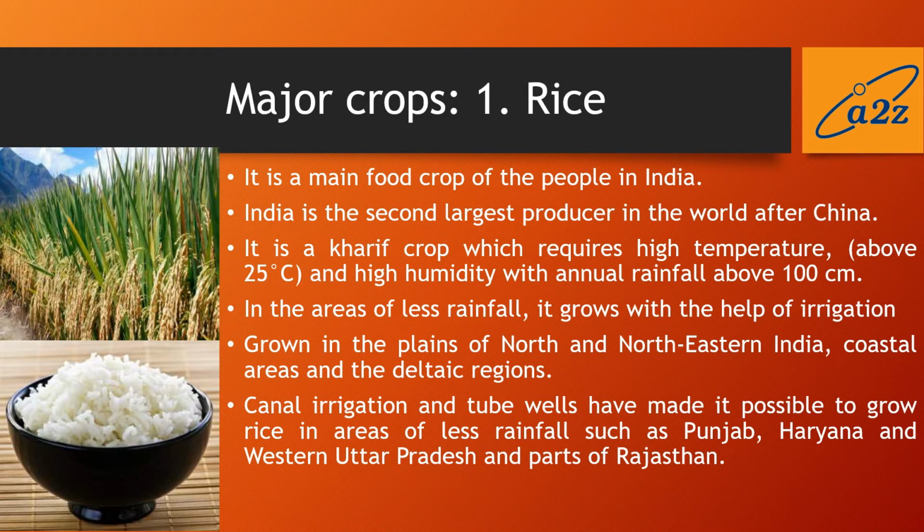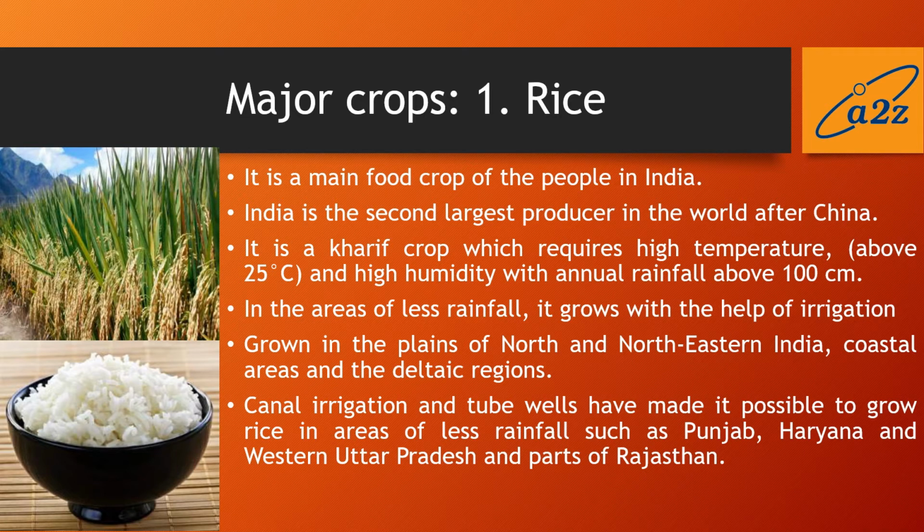Now we will study about major crops of India. First one is rice. It is a main food crop of the people in India. India is the second largest producer in the world after China. Rice is a Kharif crop which requires high temperature above 25 degrees Celsius and high humidity with annual rainfall above 100 centimeter. Also, in the areas of less rainfall, it grows with the help of irrigation.